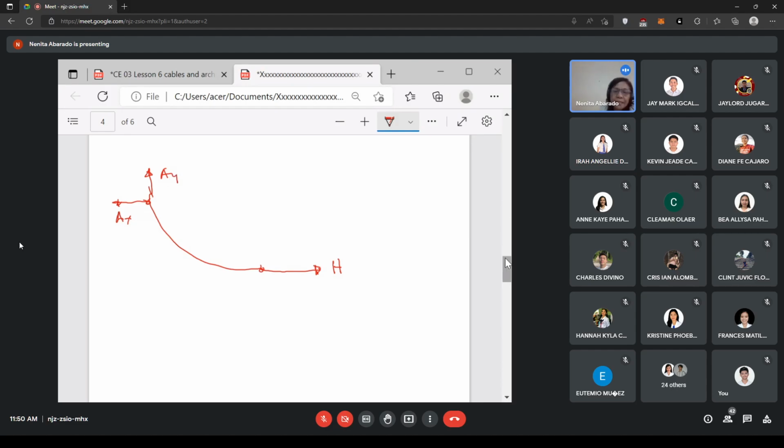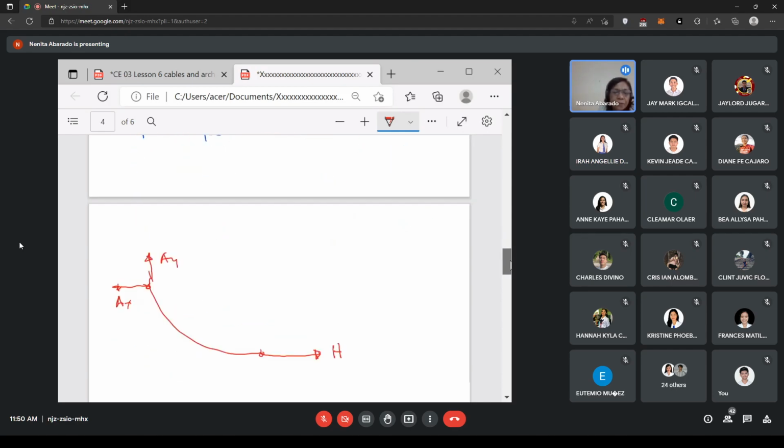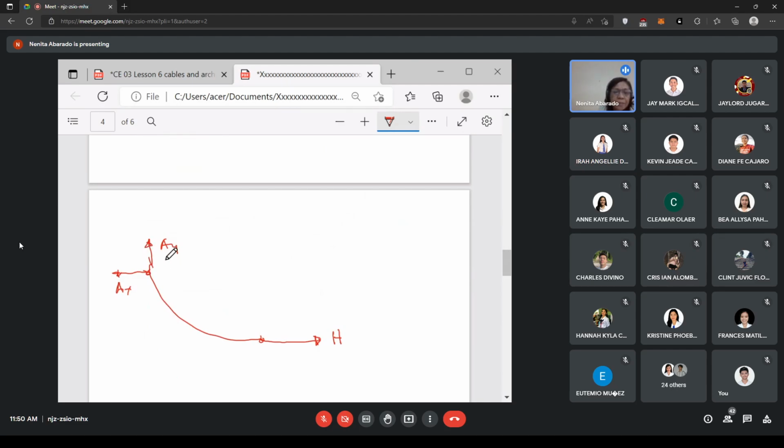Can we get AY? Okay, I think we can get AY because we have 850 here. We have AY and BY here, but we can't get them directly. AY plus BY is 850 times 100. Since we do not know them, there are four unknowns: AX, AY, BX, BY. So let's get those first.